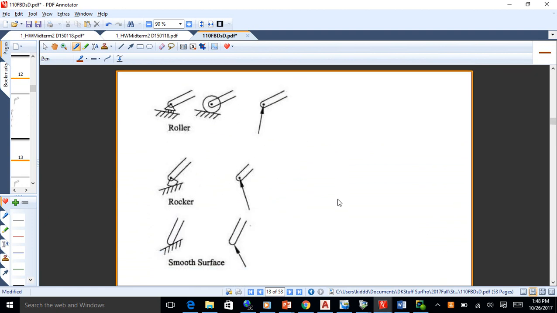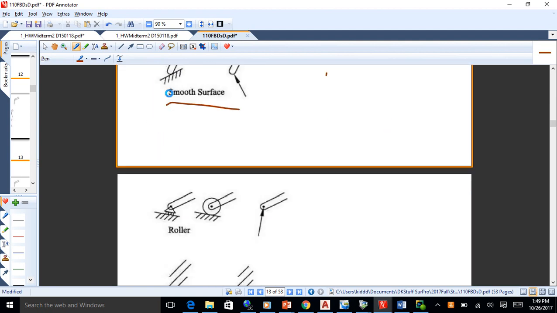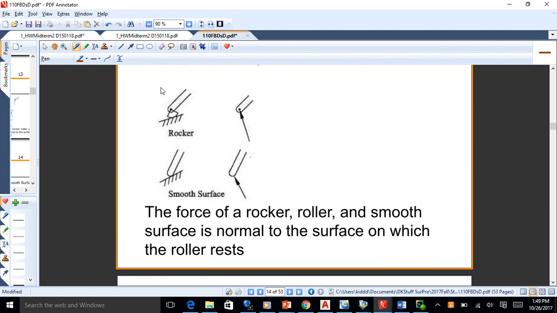There's a number of other reactions that are kind of similar. Commonly, they're rollers. It could be a single roller or a multiple roller. They also can have a rocker, which is just an angled portion cut out of a roller, or a smooth surface, which is assumed to be frictionless. These things all act the same, and the way they act is the reaction is always normal, or perpendicular, to the surface. The roller allows them to move freely parallel to the surface. So the force of a rocker, roller, and smooth surface is normal to the surface on which the roller rests. The reason is they're free to roll or slide, so there's no resistance to them moving parallel to the surface. It's all perpendicular to it.